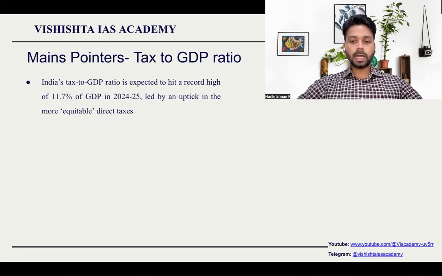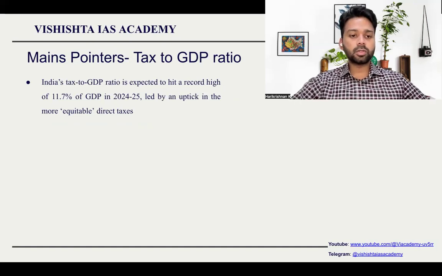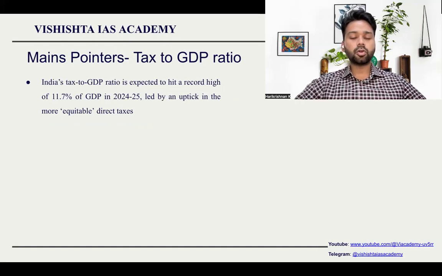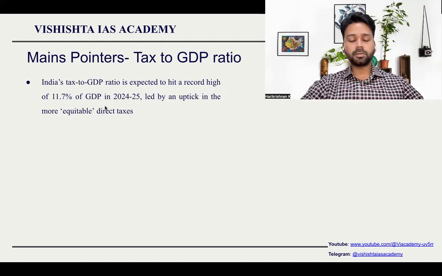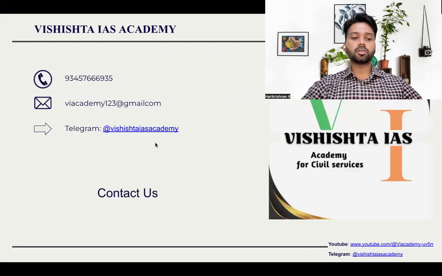Mains pointers: tax to GDP ratio. The tax to GDP ratio of India has increased to a greater extent in recent times. It has become 11.7 percent of GDP in 2024. This is especially because of the increase in direct taxes. In the mains examination, GDP is an important topic. Fiscal policies and monetary policies of the government are very important. So you can use this in your answer.